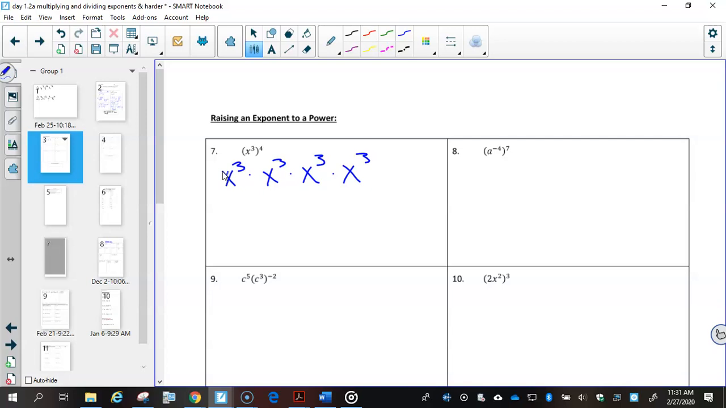What do we know about the same exponents with the same base? We can add their exponents. So what would this be? X to the 12. Do we think we know the rule yet?